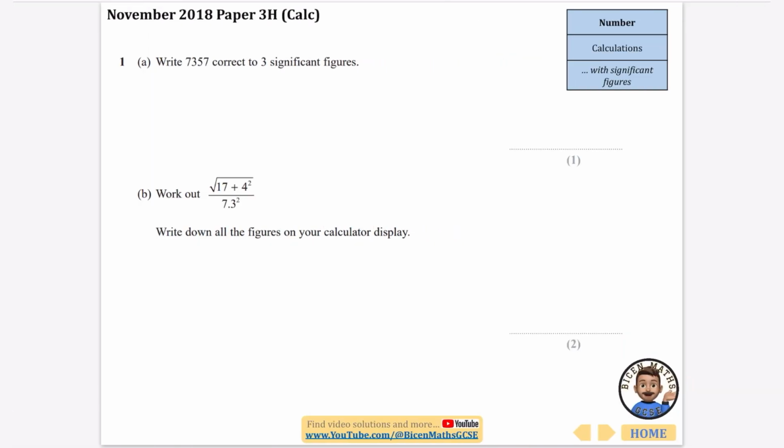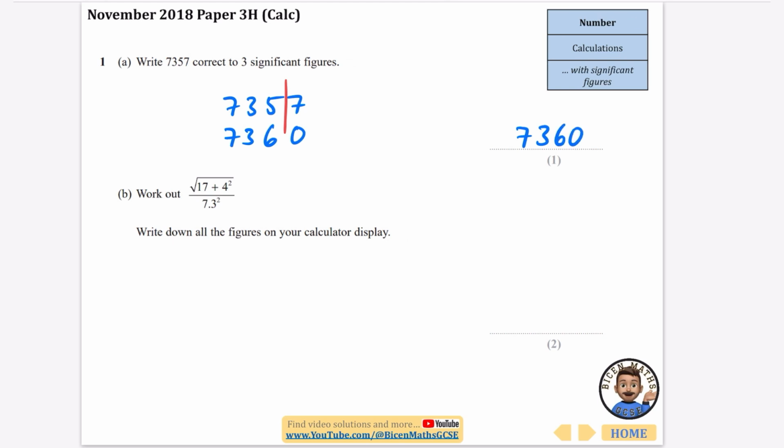Okay, here's another one. It wants us to do some rounding for this part. It wants us to round 7,357 to 3 significant figures. 3 significant figures means look after those first 3 that we've got there. That 7 means the 5 is going to round up to a 6. The rest stay the same. And of course, we need to keep the placeholder of a 0 there. So we get 7,360.